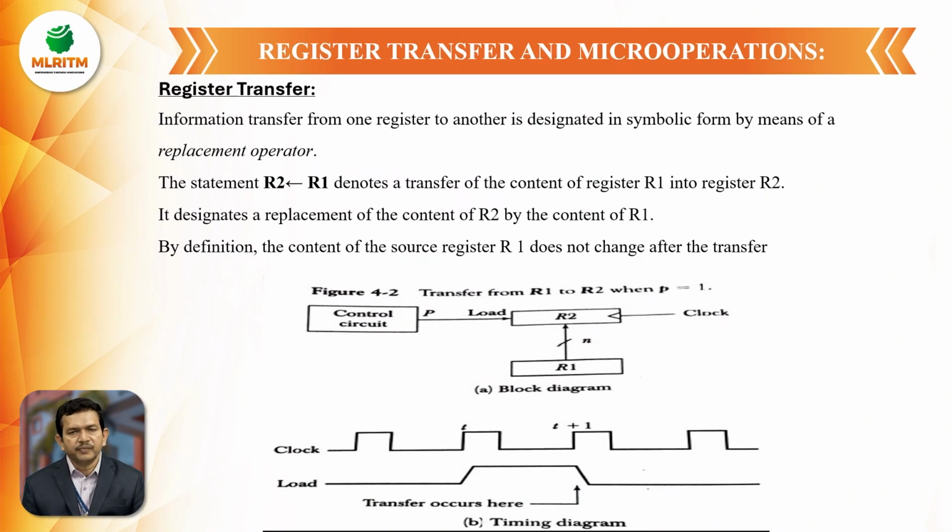Next, we have seen what a register is, how the operations are performed on the register, and how the register is represented. Now, we'll see how the transfer of data will be between the registers. Information transfer from one register to another register. Suppose I am transferring the data from one register to another, how should the transformation be done?